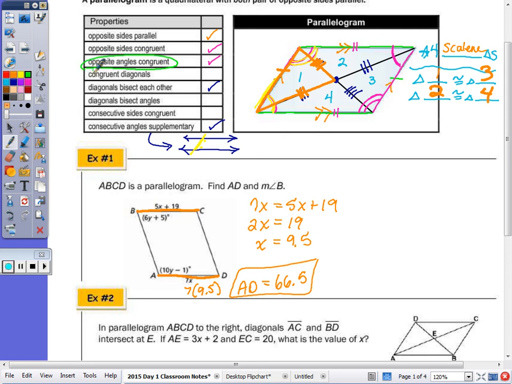congruent and consecutive angles are supplementary. So if I look at the angle measures that are given, I've got this angle here and this angle here. Those are not opposite, but consecutive. But even if you didn't remember that property, you know that opposite sides have to be parallel. So if you look at those two sides cut by a transversal from the beginning of the year, these are same side interior. So they must be supplementary. So the equation for that would be 6y plus 5 plus 10y minus 1 is equal to 180 degrees.